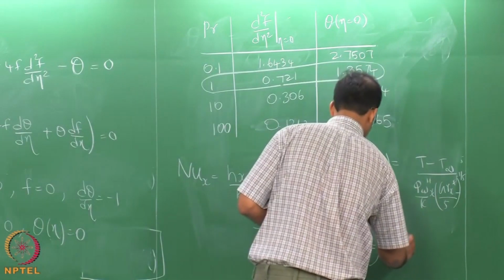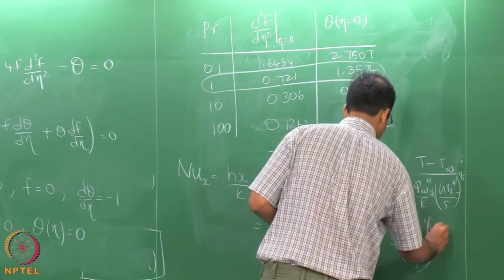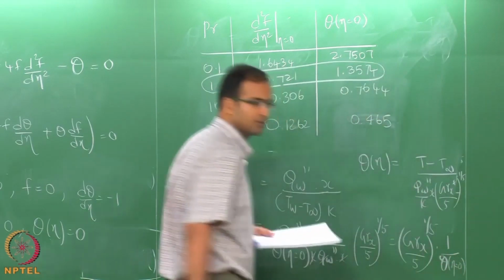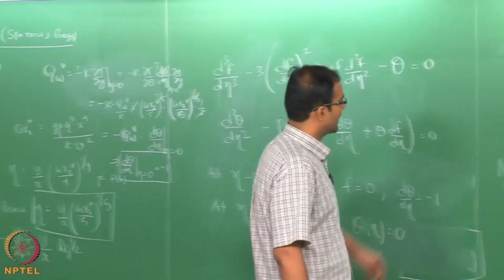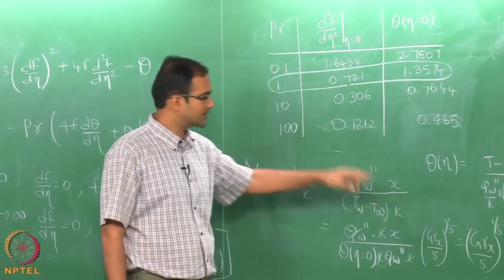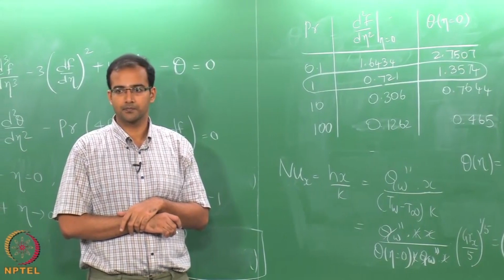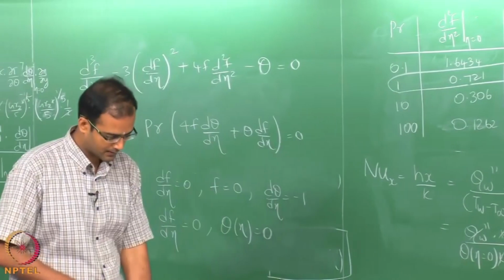So, you simply get this as Grashof number by phi raised to the power 1 by phi into 1 by theta at eta equal to 0, correct. So, the corresponding value, you can again fit a correlation as a function of Prandtl number, and you can substitute for theta equal to 0 as a function of Prandtl number. So, you will get an expression for Nusselt number as a function of Grashof and Prandtl numbers.